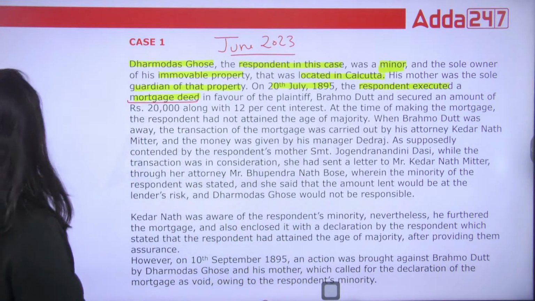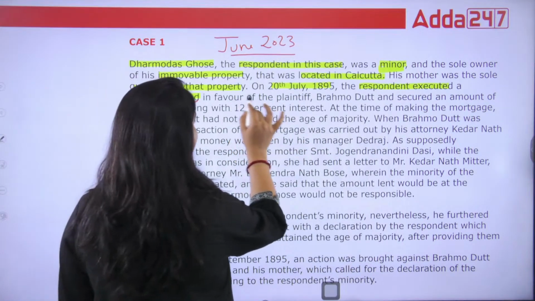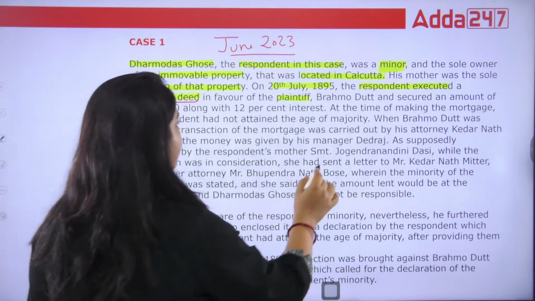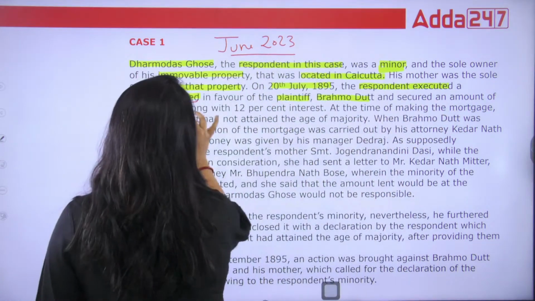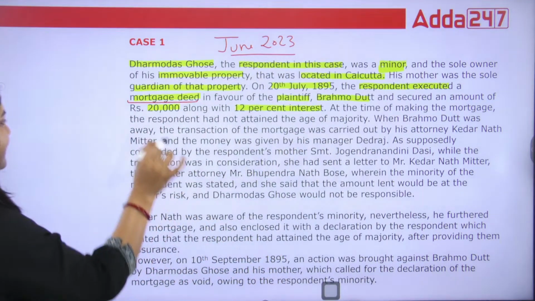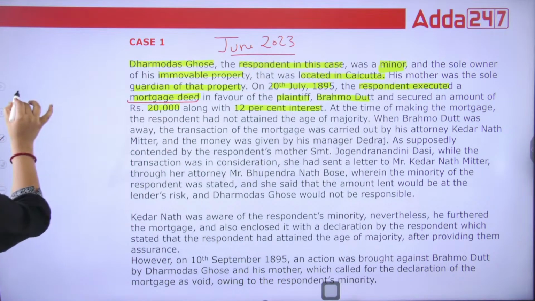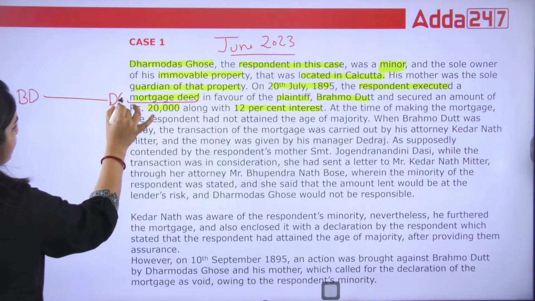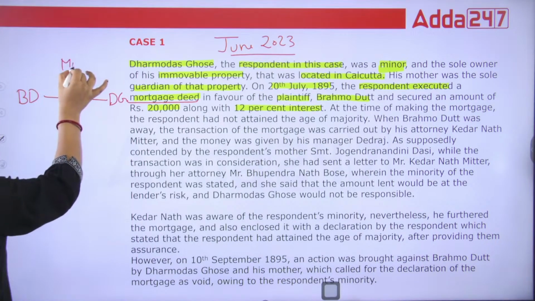Now, guys, next one: the mortgage deed in favor of the plaintiff, the opposite party, named Brahmodat, secured an amount of 20,000 along with 12% interest. Class, see what is really happening in this case. Brahmodat is there, and Dharmodash Ghosh. They have done the what? Mortgage.